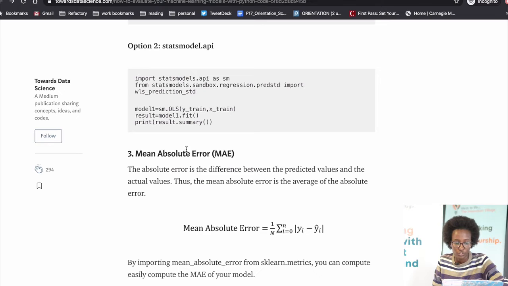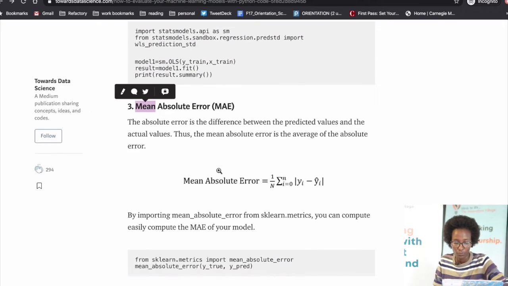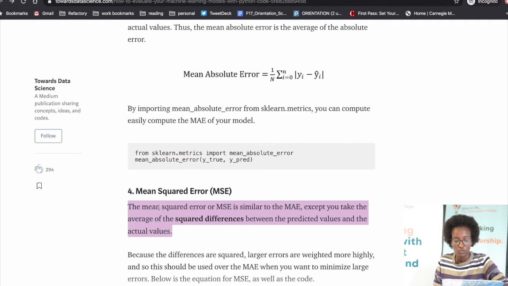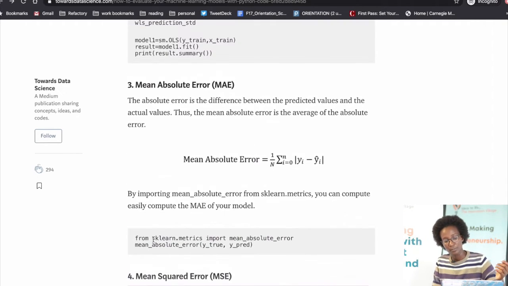So you just get the absolute error by subtracting the predicted values from the true values, and then to get the mean is just basically the average. So this is the calculation for it, and then that is where you can get it from, the libraries, okay? So this is the mean absolute error.